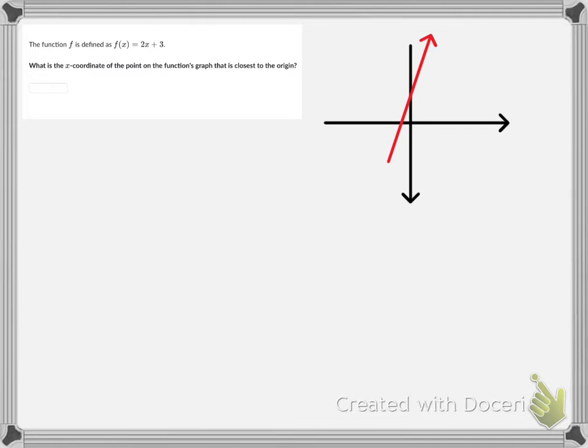So in this problem, we are looking for the x-coordinate that is closest to the origin. So we're going to try to minimize our distance. And so here's the origin. The origin is at 0, 0.